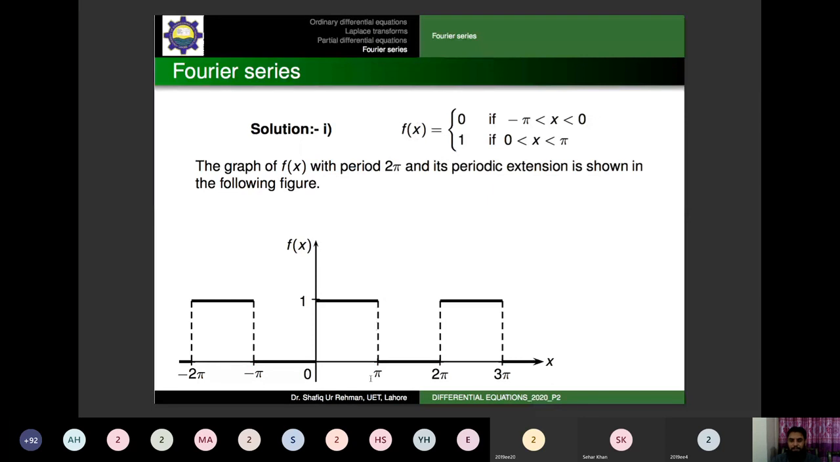The length is 2 pi, extended from minus pi to pi, and that portion of the graph is going to be repeated over and over again, known as the extension. The period has 0 and then 1, and then 0 and 1 again. So this is how we see the geometry of the given function. It's a piecewise function, 0 and then 1, again 0 and 1.